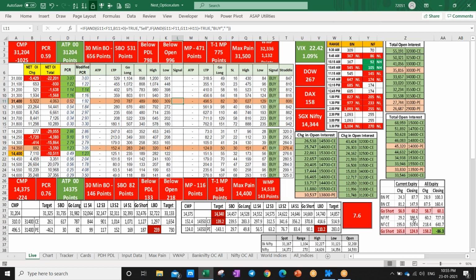This place will show you the current expiry, what's going on in the weekly expiry, and all expiry means all weekly, all monthly, everything put together, the entire thing will be shown. These numbers are in lakhs, for both Bank Nifty and Nifty. So you can see for a call option how much is being sold or bought.